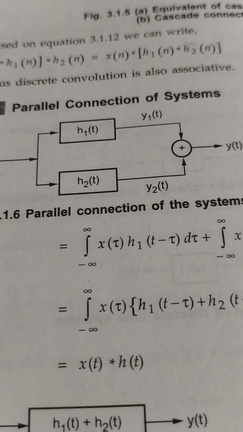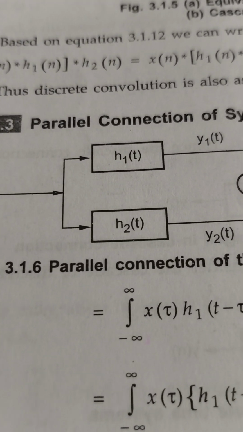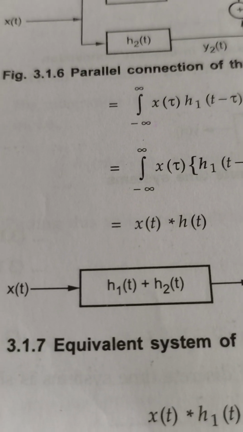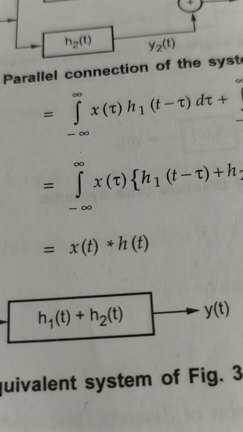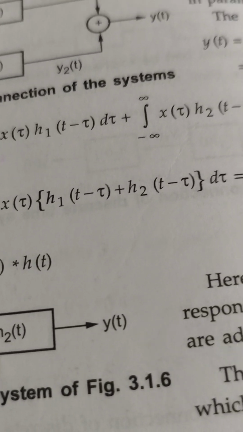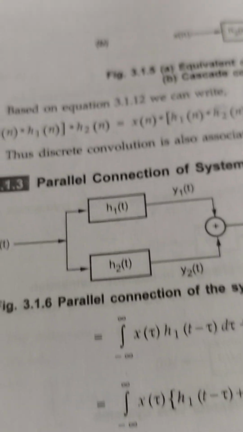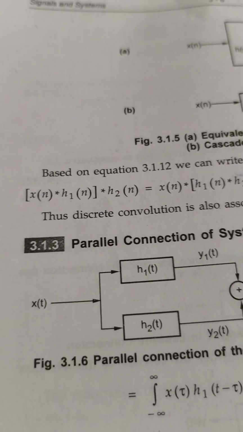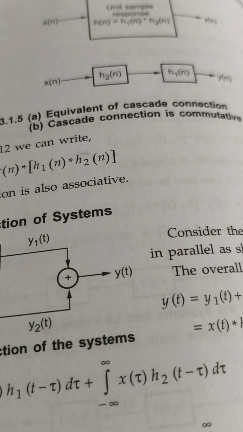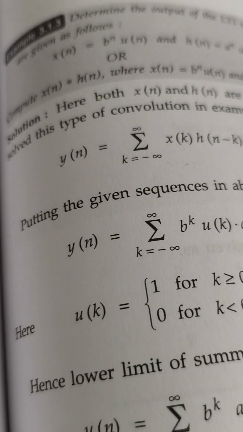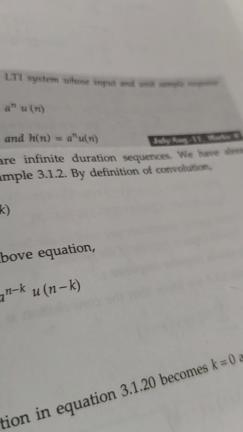Here, suppose two systems are connected in parallel. This is one system and this is the second system. Then the total impulse response is h1(t) plus h2(t), where h1(t) and h2(t) are the impulse responses of the two systems. It becomes a sum when they are connected in parallel, and it becomes a convolution when they are connected in series. These are some properties of LTI systems when they are cascaded or connected in parallel. Afterwards we will solve some problems on whether the system is stable or not, causal or not, or commutative.